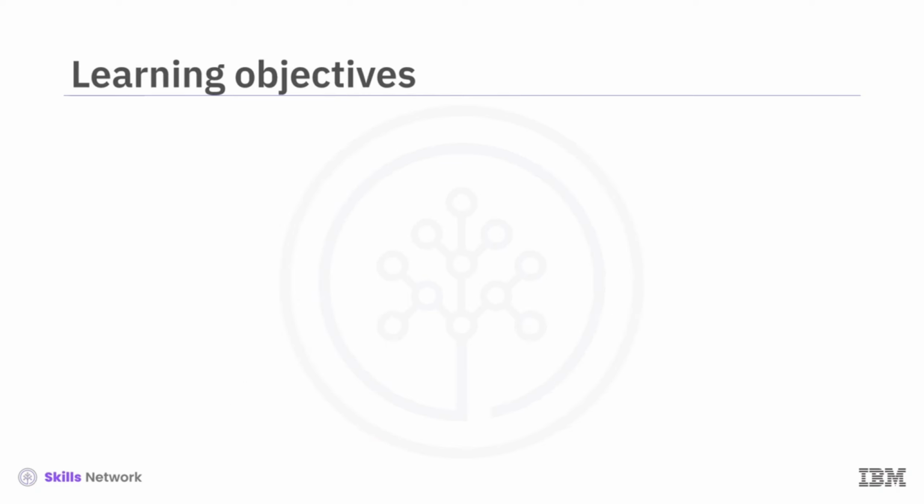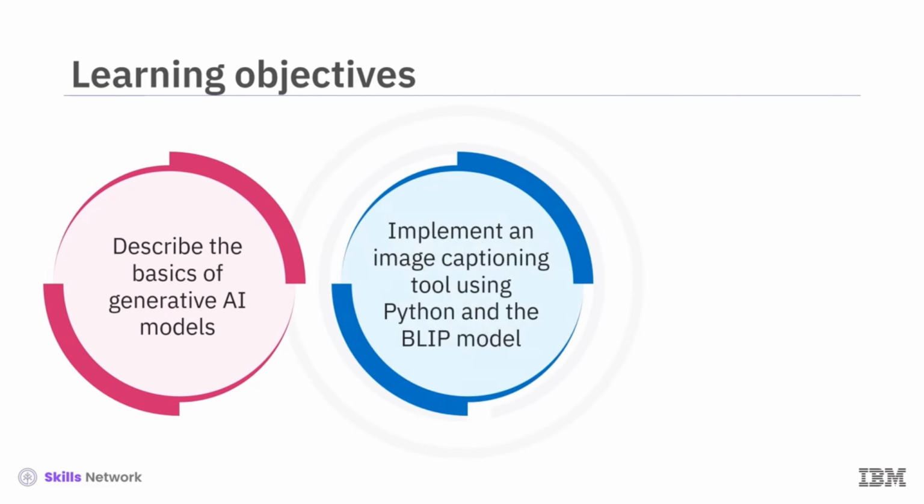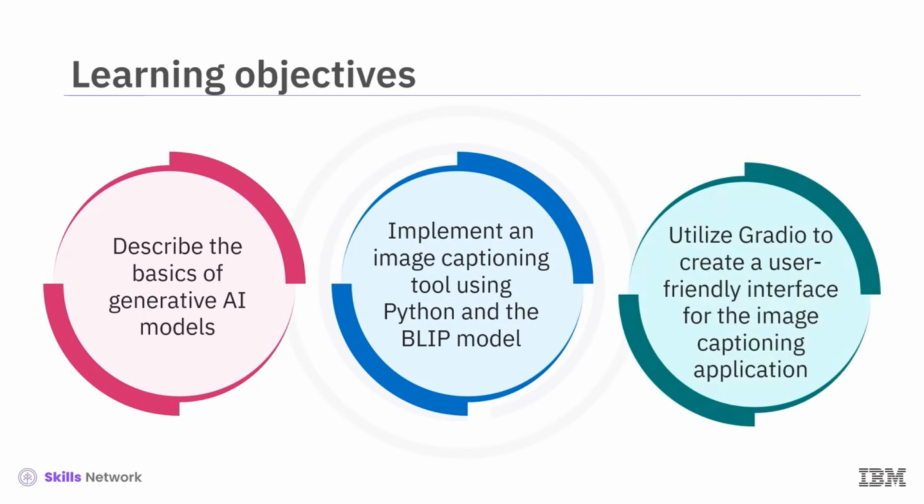By the end of this project, you'll be able to attain the following objectives. Describe the basics of generative AI models, implement an image captioning tool using Python and the BLIP model, and utilize Gradio to create a user-friendly interface for the image captioning application.